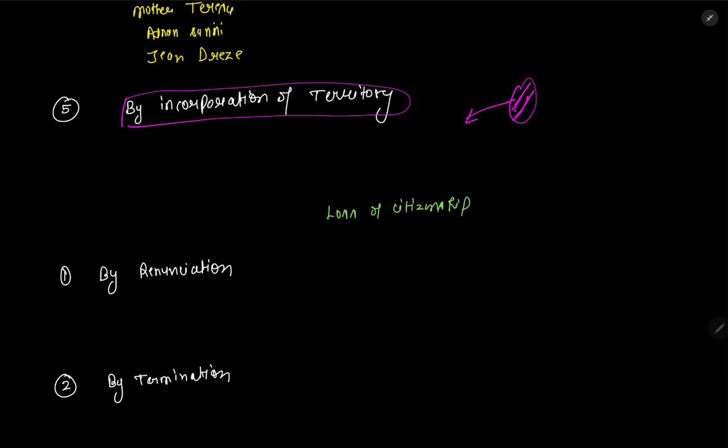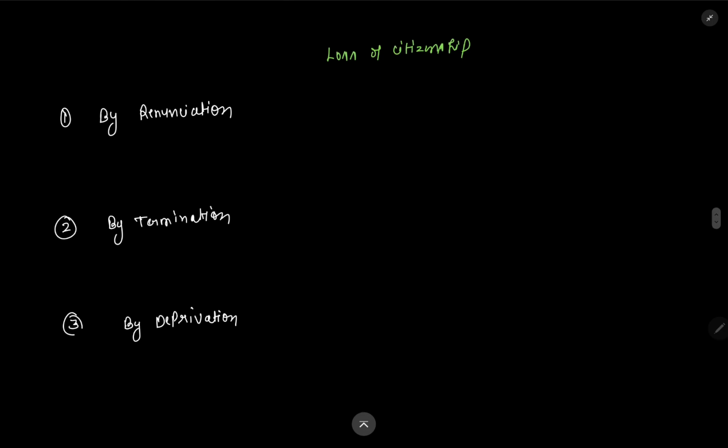it will not happen that all the citizens of this particular area will become citizens of India automatically. No, the government needs to give proper clarification, okay, there will be a process and after that the residents of that area, they will become citizens of India. So this is the 5th method, by the incorporation of the territory. Now after that we'll talk about the loss of citizenship.